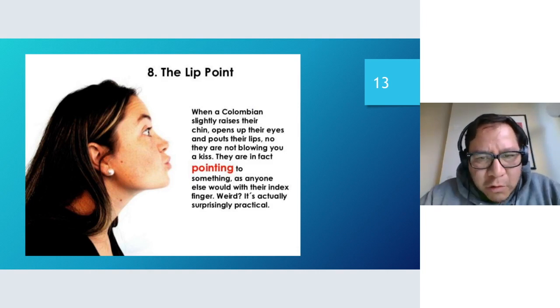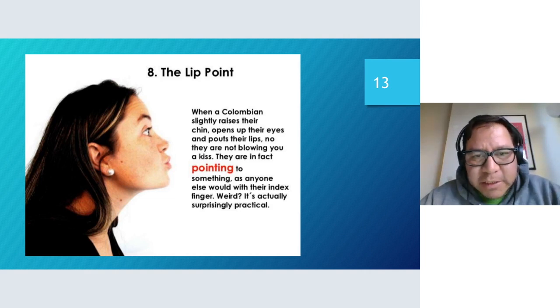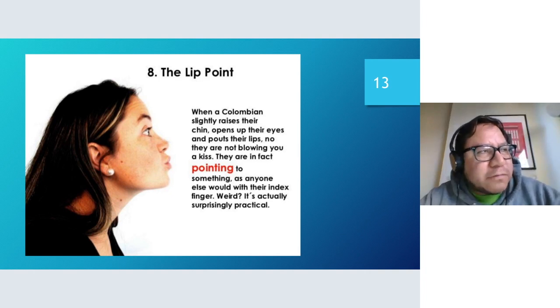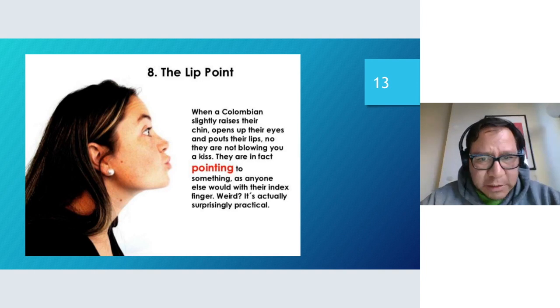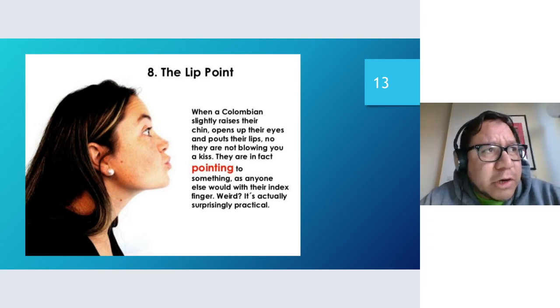As many of you know, my background is Colombian. I'm from Colombia, right? So what this means is that the person is pointing. Instead of using the finger when being asked, "Excuse me, where is the museum?", you use your mouth to point. If you're in Colombia, a person may do this in order to point where the museum is. So also, if you are not aware of this situation, you will never know what this means.